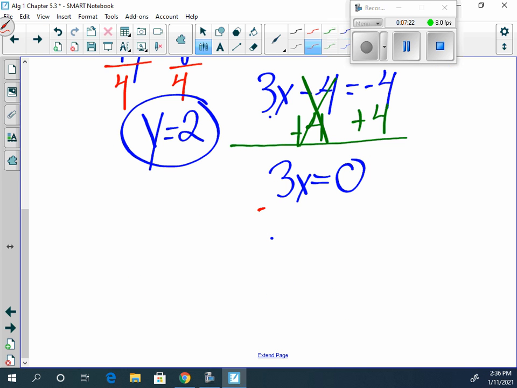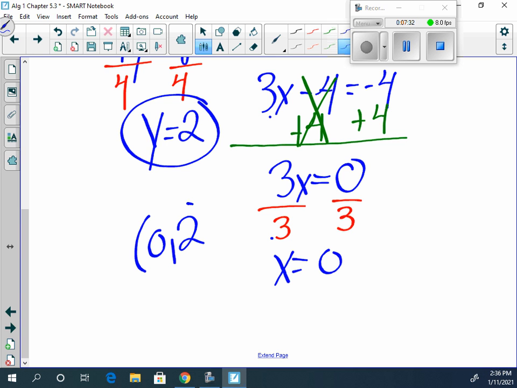And last but not least, we've got to divide both sides by 3, which tells me that x is equal to 0, so our solution is 0, 2.